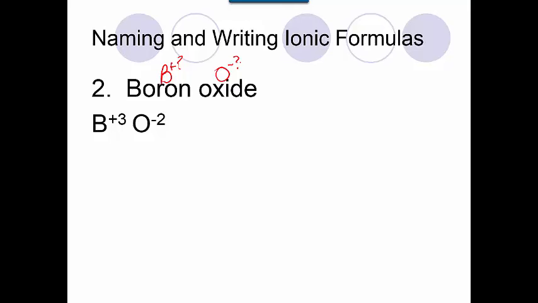So B +3 and O -2. Now again, you're trying to get these to balance out to a charge of 0. So how many borons do I need? How many oxygens do I need? You could try to figure that out, or you could just look at the charge, and again, if you drop that down behind the opposite element, it will 100% of the time work out where the charges will cancel to 0, and that's what we're trying to do. So in this case, we would have B2O3.